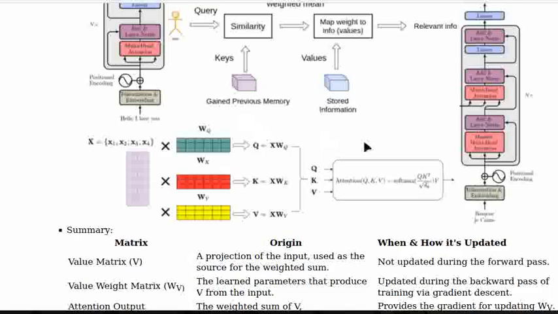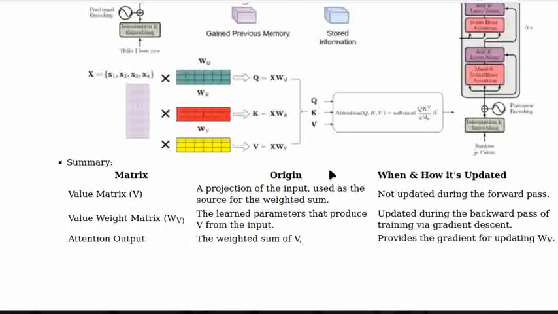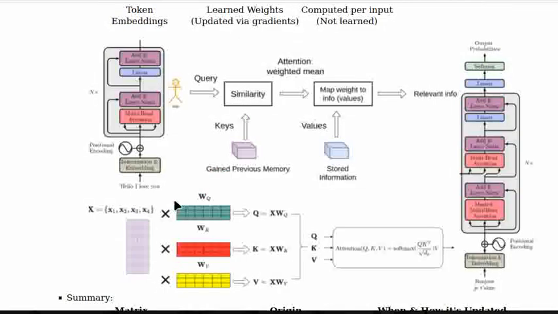During the backward pass, or training, the loss gradient, or error, flows back to update all the weight matrices, including WQ, WK, and WV. So while the attention output doesn't directly modify weights like WV, it is crucial for generating the gradient that will modify them. Note again that the weight matrix WV is a learned, static parameter matrix. The matrix V is a dynamic, input-dependent projection created using WV.